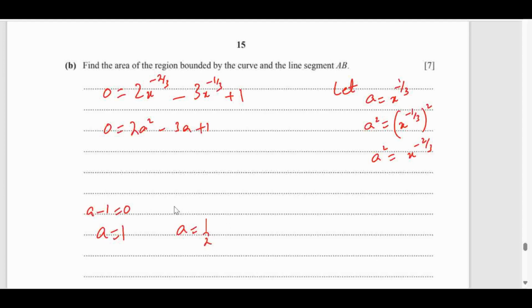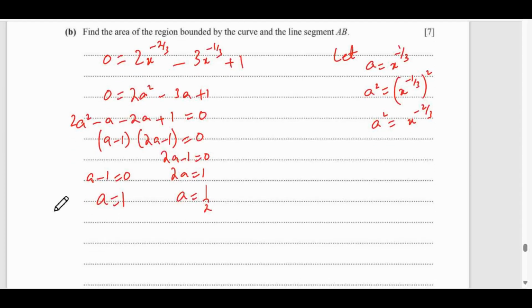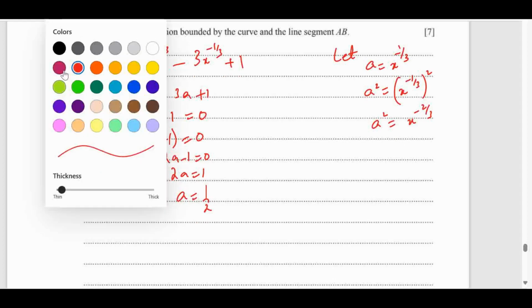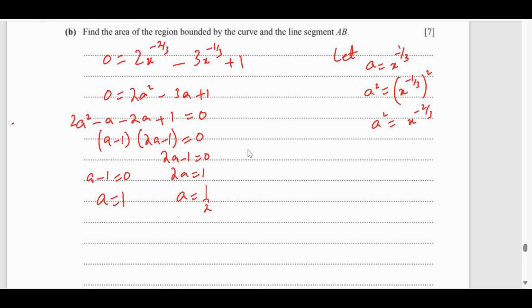So a minus 1 is equal to 0, 2a is equal to 1, 2a minus 1 is equal to 0. Now a minus 1 into 2a minus 1 is equal to 0. If you multiply it, 2a square minus a minus 2a plus 1 is equal to 0. Now you can see that we have used the middle term breaking and finalized our answer. So a is equal to 1 and a is equal to 1 by 2.